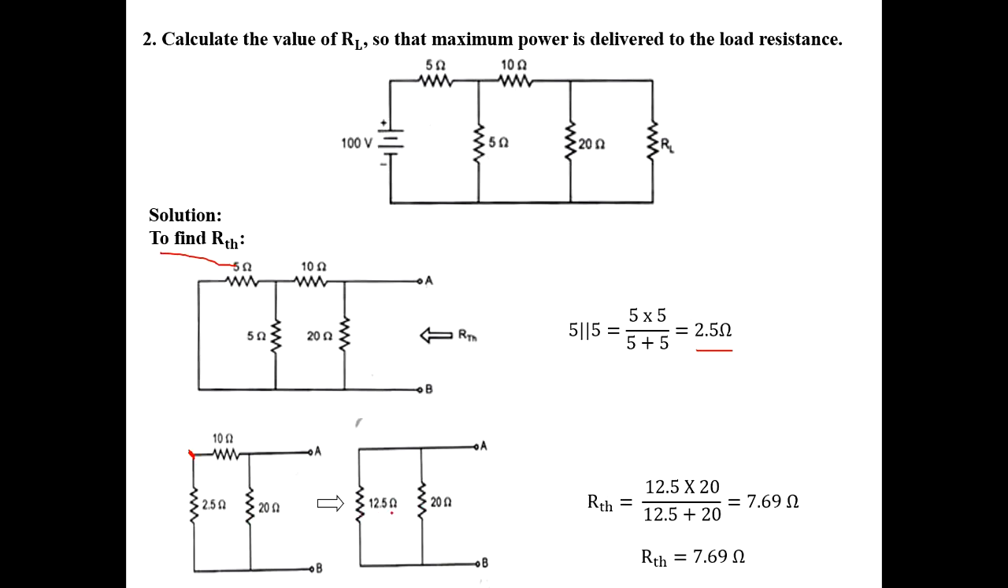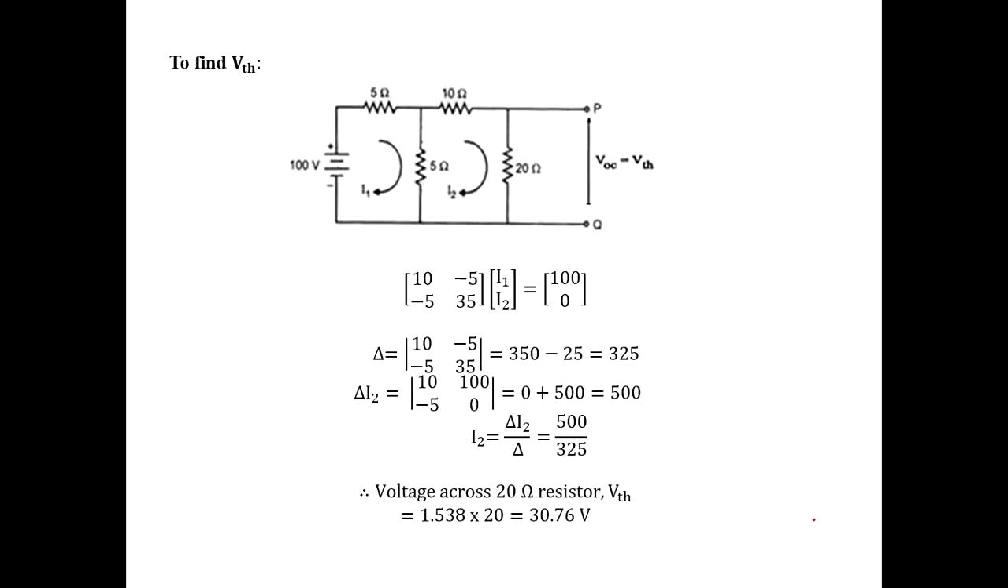Next these two resistors are connected in parallel because they have two common points. The answer is 7.69 ohm. This is the RThevenin value. Next we have to find the VThevenin. To calculate VThevenin, remove the load resistance and find the voltage across it. VThevenin is the voltage drop across this 20 ohm resistor. By Ohm's law, V equals I into R. For that we have to calculate the current flowing through this 20 ohm resistor.